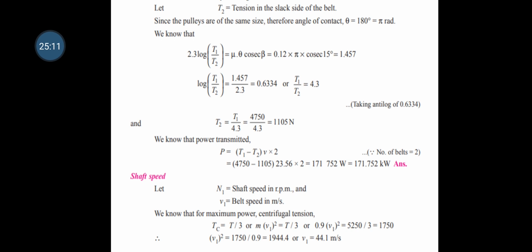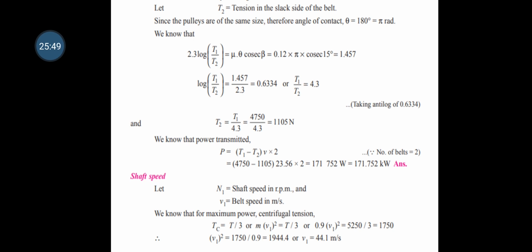By solving these values, we get the power transmitted P equal to 171.752 kilowatts. Next, move on to the shaft speed. Let N1 be the shaft speed in RPM, and V1 the belt speed in meters per second. We know that for maximum power, the centrifugal tension Tc is equal to T by 3. By solving these equations, V1 is equal to 44.1 meters per second.